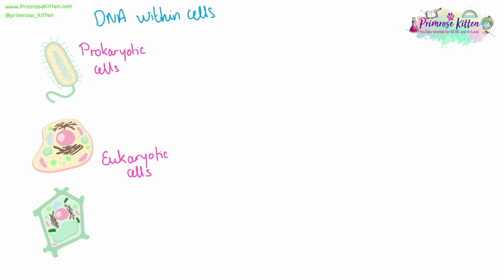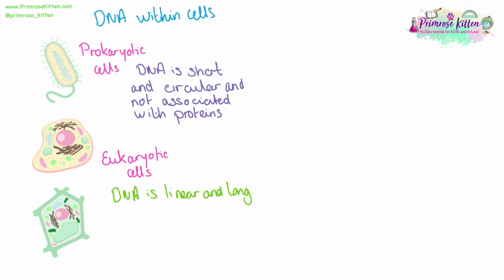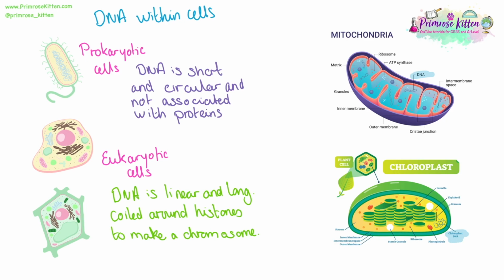There are a number of different locations within a cell where DNA can be found. In prokaryotic cells, DNA is short and circular, and it is not associated with any proteins. In eukaryotic cells, DNA is linear and long, and it is associated with histone proteins. These make chromosomes. Mitochondria and chloroplasts also have their own DNA. This is short and circular and not associated with any proteins, similar to that in prokaryotic cells.